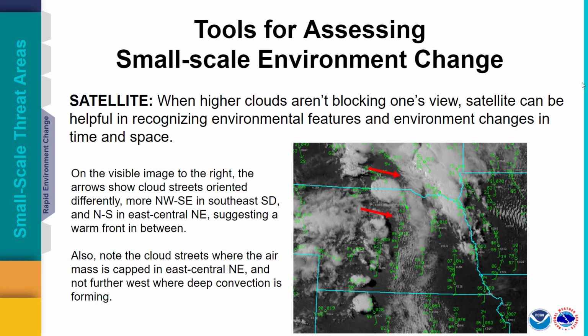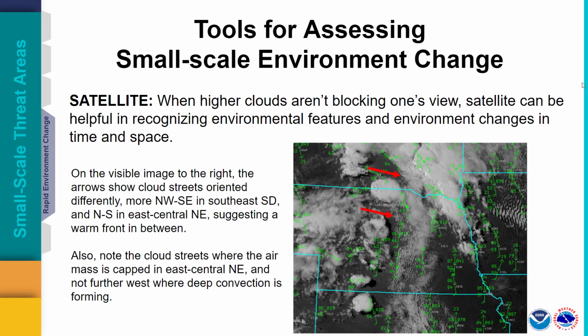As for satellite, well, when higher clouds aren't blocking one's view, satellite can be quite helpful in recognizing environmental features and environment changes in time and space. On the visible image to the right, the arrows show cloud streets oriented differently, more northwest to southeast in southeastern South Dakota, and more north to south in east central Nebraska, suggesting a warm front in between.